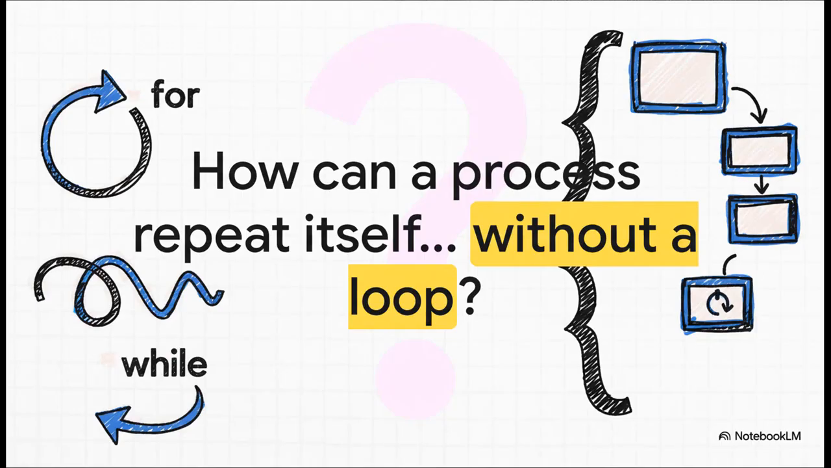So let's just jump right in with a question. We all know how to repeat things in code, right? You use your trusty for loops, your while loops, but what if I told you there's a totally different way to make something happen over and over again? A way that involves a function literally calling itself for help. How is that even possible?